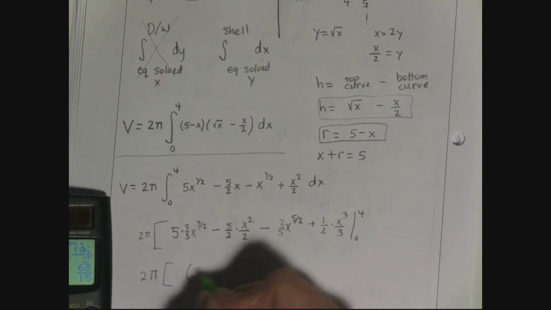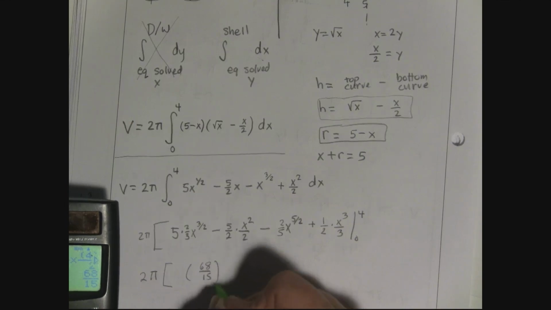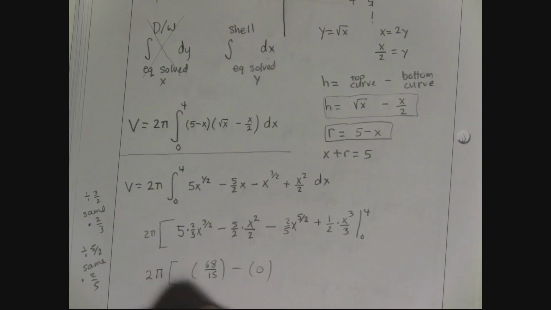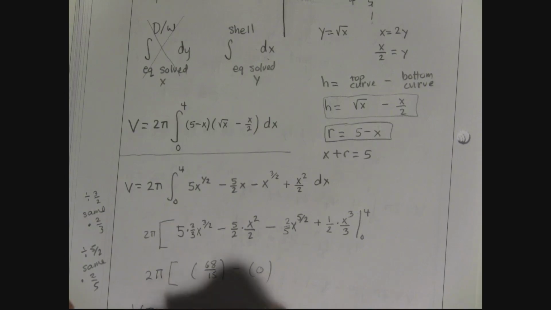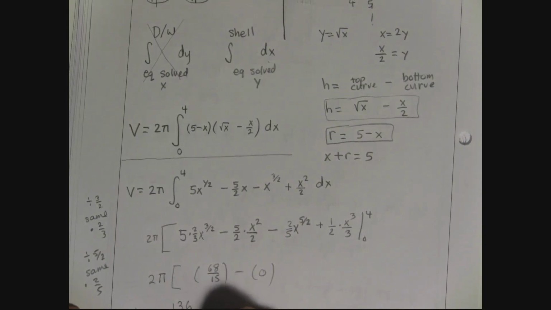And then this is that 68? It is 68 over 15 minus 0. So top curve minus bottom curve. So my volume is this number, 68 over 15 times 2, which is 136 pi over 15.